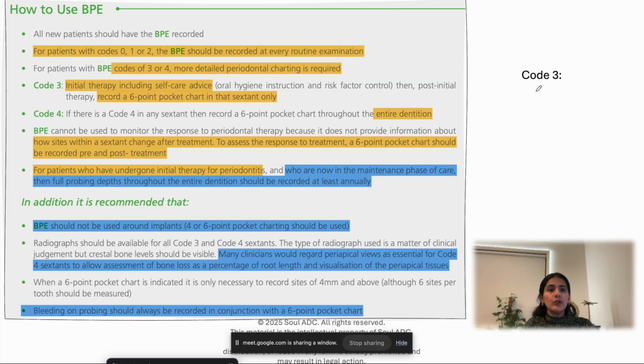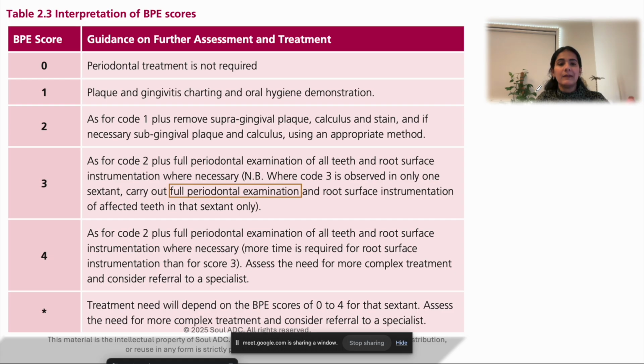So how to use this, we don't have to read this, we are just going to go through it exactly the same in lines. So when you have score 0, that means everything is going fine, no issue with the patient, and the patient should just come for general routine checkups. Now when the BPE score is 1, that means there is plaque and gingivitis, so charting and oral hygiene demonstration you have to give to the patient. You will tell them you have to brush twice, you have to floss, and if there is a gap in between the teeth, what do you use?